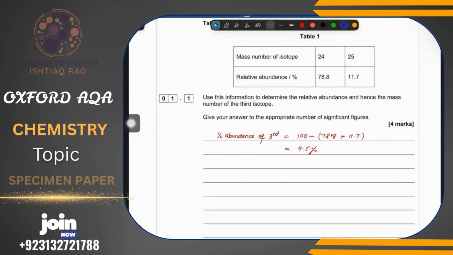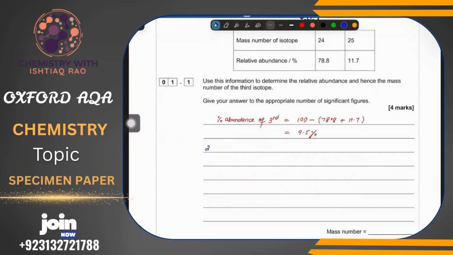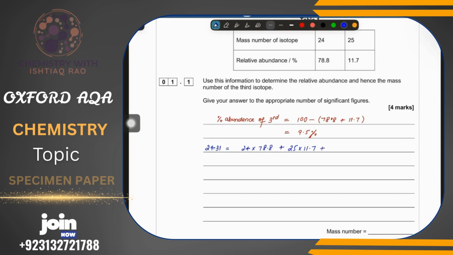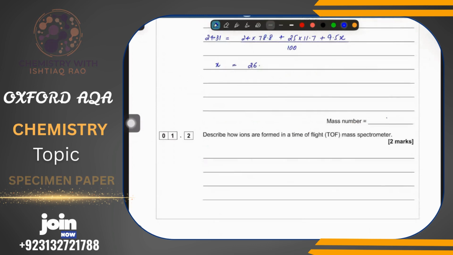Now we know the relative abundance of the third one. I am going to apply the formula. Ar is given, that is 24.31. So 24.31 equals 24 times 78.8 plus 25 times 11.7 plus 9.5x, all divided by 100. So x would be equal to 26. So for 4 marks, the answer is 26.